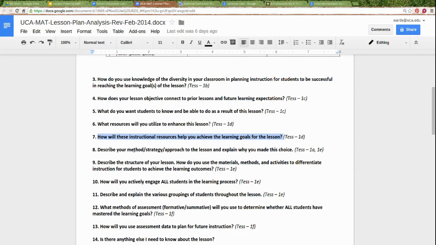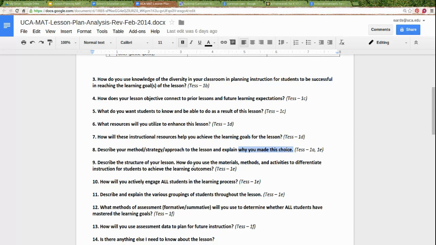Number 8, describe your method, strategy, or approach to the lesson. Like when you present the information, what method are you using to present it? Are you going to do an interactive lecture? Are you doing a small group activity? Or what is your method? And then why did you make this choice? That means you're going to have to show alignment in your answer.